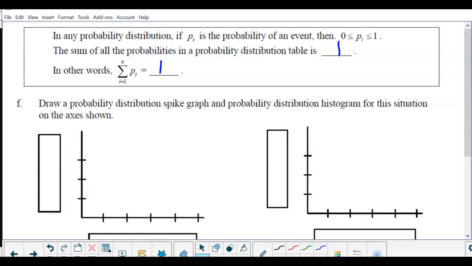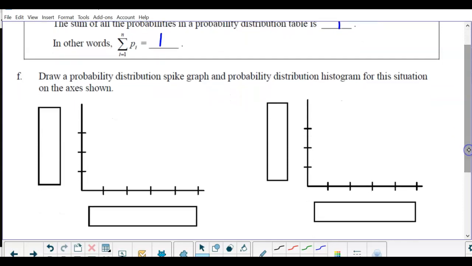So draw probability distribution spike graph and histogram. So what's a spike graph? You actually draw a spike, a line with a dot on top. So in this case, our possible outcomes are numbers from 0 to 3. So often we would start 0 here, but because it's a spike graph and it's discrete, we can actually start away from the y-axis. You can put it on the y-axis, the vertical axis if you want. But those are the number of heads. Okay, and then this is the probability.